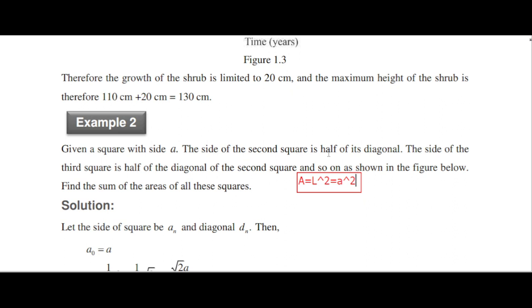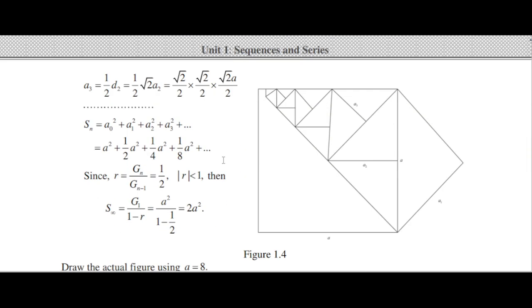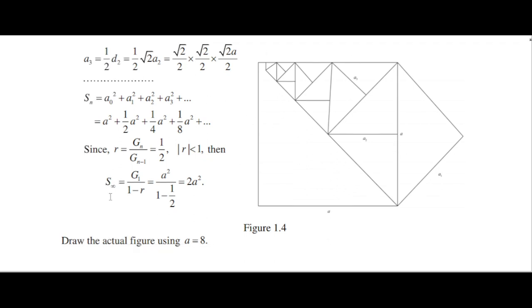The side of the second square is half of its diagonal. So we have to compute the diagonal also. To compute the diagonal, use the Pythagoras theorem first. In this diagram, from this up to this, we have A. Again, this is A, this is A, this is A. So how can you compute this diagonal? Use the Pythagoras theorem. Here we have a right angle, A squared plus A squared, which is equal to the diagonal squared. Using the same fashion, we can compute the areas of all of these. So the last solution will be 2 times A squared.